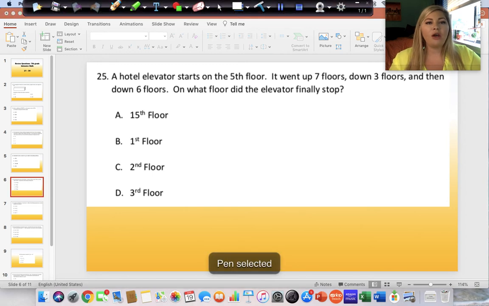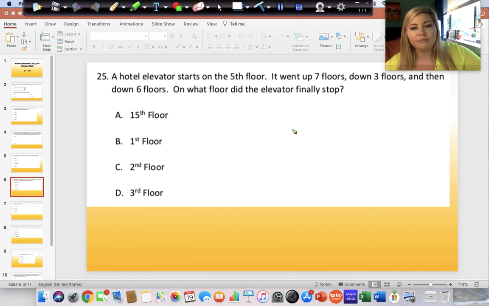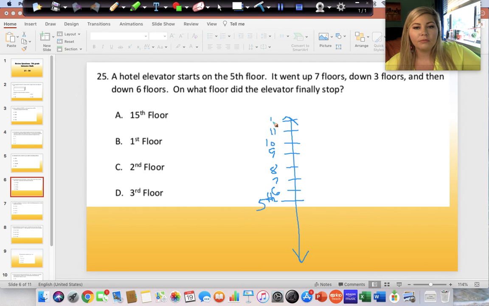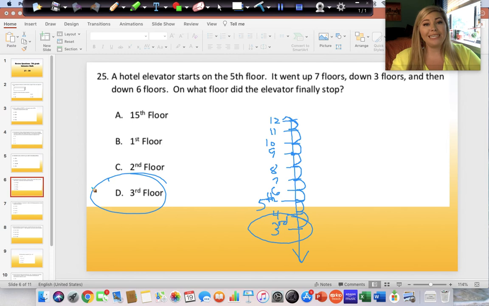Okay, 25. A hotel elevator starts on the 5th floor. It went up 7 floors. 1, 2, 3, 4, 5, 6, 7. To the 12th floor. Down 3 floors. 1, 2, 3. So now it's on the 9th floor. And then down 6 floors. 1, 2, 3, 4, 5, 6. Okay, so we ended up on the 3rd floor, which is D.